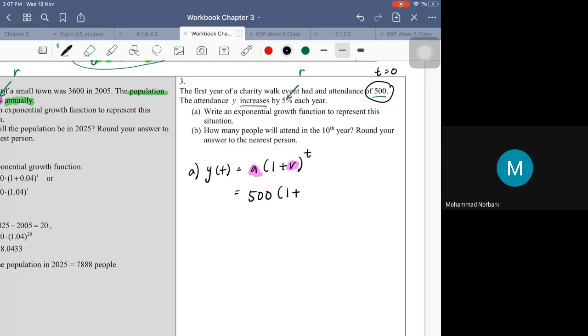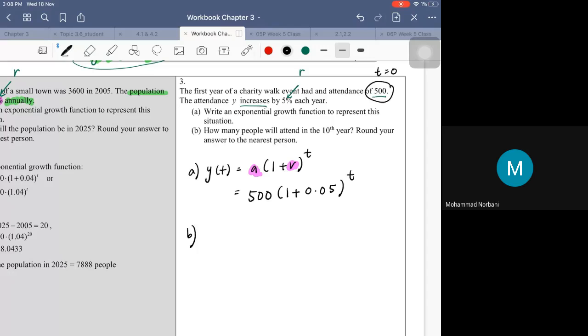Macam saya cakap tadi, kalau dia bagi dalam bentuk percentage, tukar dalam bentuk decimal, then only you can calculate. So dia adalah 0.05 lah, 5%. And raised to the power of T. So that is going to be our function. Okay, and then we're going to have B.